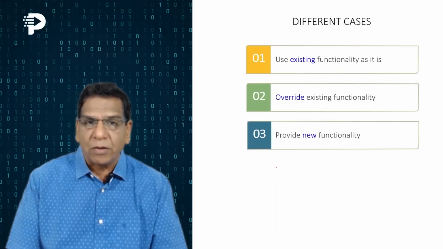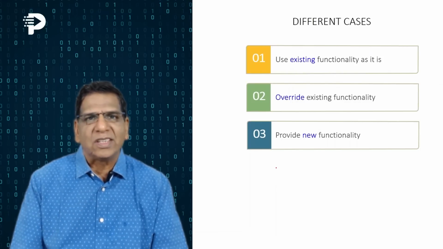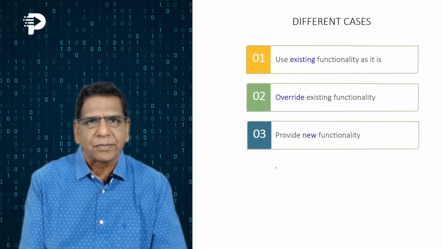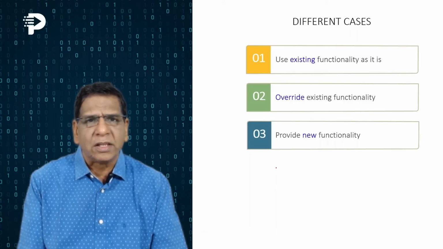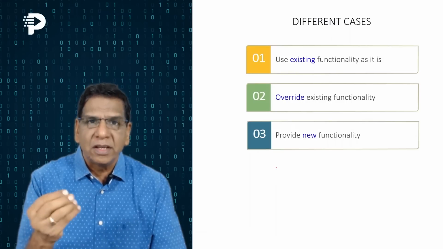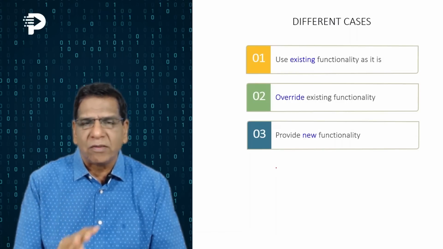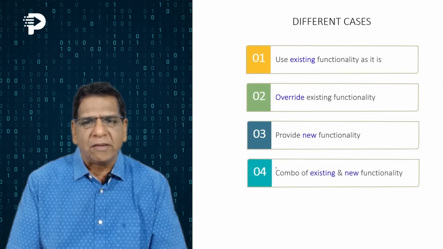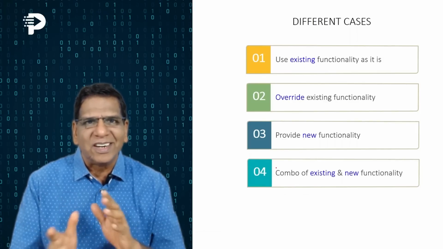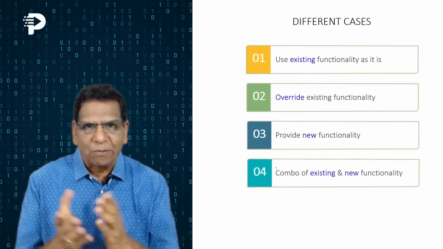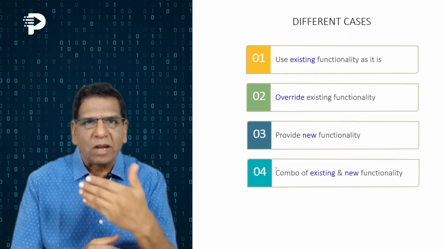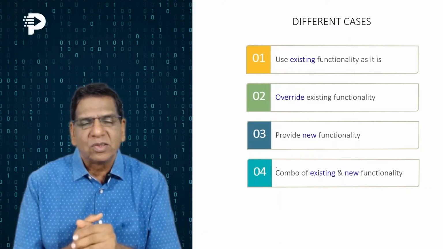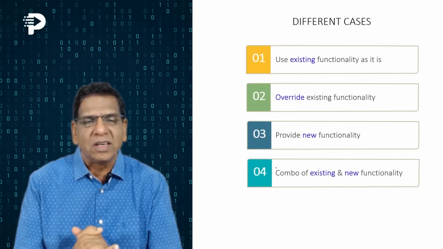Thirdly, if I want, I can provide a brand new functionality. Case in point here is the function f3. It was not there in the base class, but we implemented it only in the derived class. That was brand new functionality. And if we so desire, we can also have a combination of existing and new. f4 was that case. We called f4, but f4 internally called f2 of the base class. So that combination of old and the new.